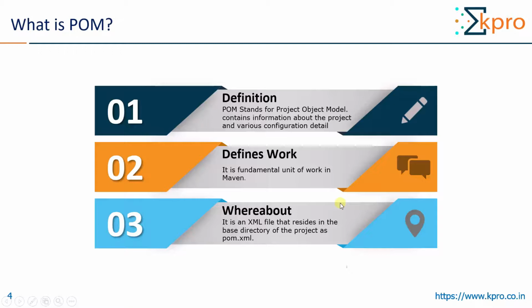POM stands for Project Object Model. Basically, it is an XML file which resides in the base directory of the project. It contains all the dependencies required to execute the program. It also contains plugins which are required for compiling and various settings for the build.